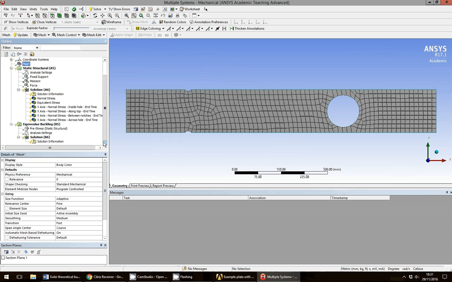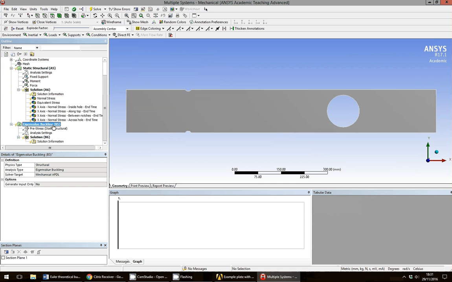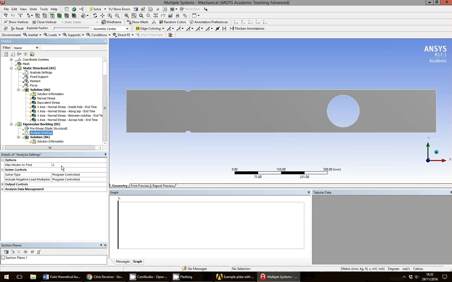Okay, so we have the tension force acting there. That's fine. Now, what do we want to look at? If you look at the eigenvalue buckling, it has a pre-stress, the static structural, which is the name of the... we could have renamed that, but that's what it's picking up. How many modes do we want to find? Well, let's go up a bit. Let's try 6.